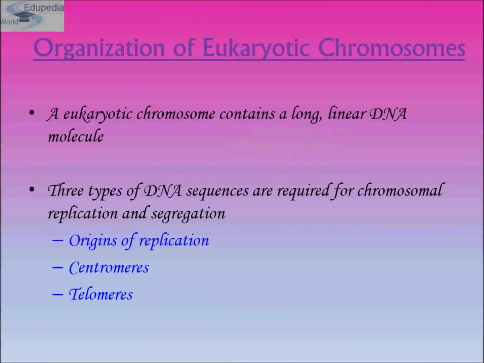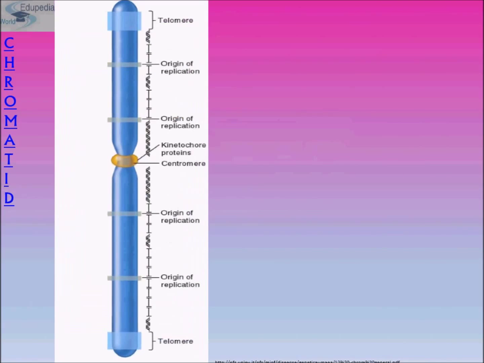Organization of the eukaryotic chromosome. A eukaryotic chromosome contains a long linear DNA molecule. Three types of DNA sequences are required for chromosomal replication and segregation: the origin of replication, that is ori, the centromere, and the telomeres, the three units of a chromosome.